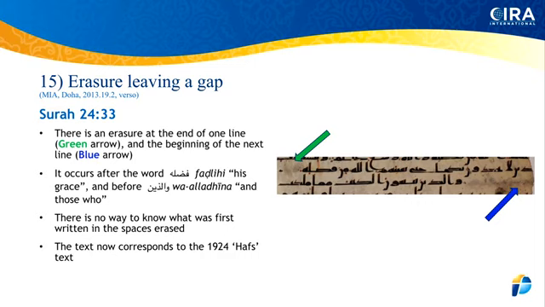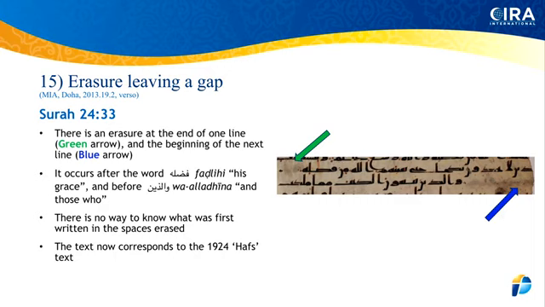And then go down to the blue arrow. That's the next line after it, and there's the beginning of the next line. So the eraser begins the line where the green arrow is and continues where the blue arrow is. And it occurs after the word fadlihi. What does that mean? His grace, His provisions, His generosity. Okay, and it goes before alladhina. So, that's right. And those who.